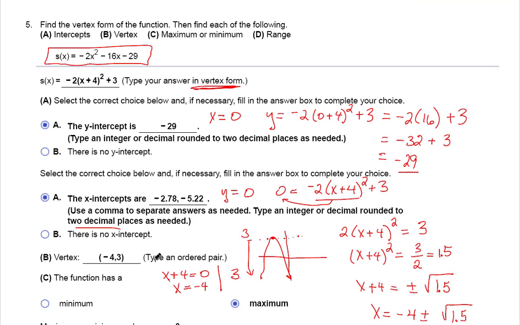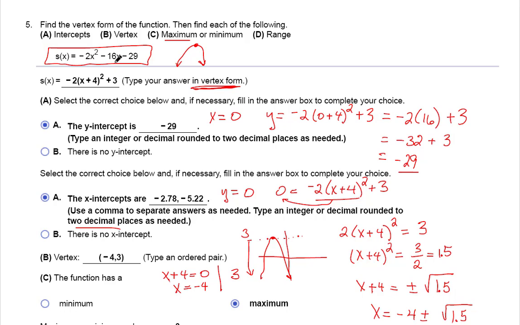All right, question 5, back to the terrible form. All right, so let's see. I can say there is a negative in the front, so it is flipped over, so it does look down. If it looks down, I'm going to be looking for the vertex, which is a maximum. All right, what about the y-intercept? Well, let's see the y-intercept. If I set x to 0, I get -29.